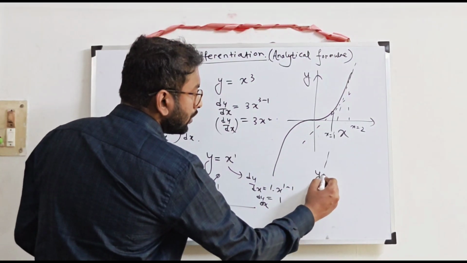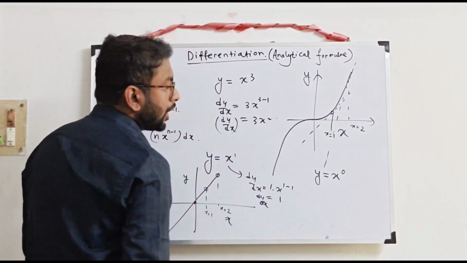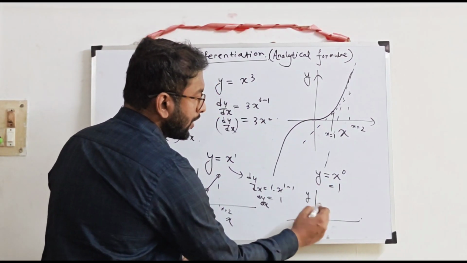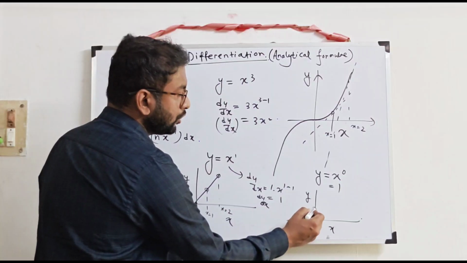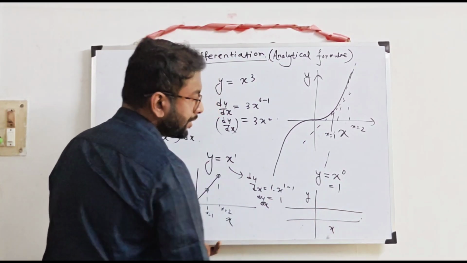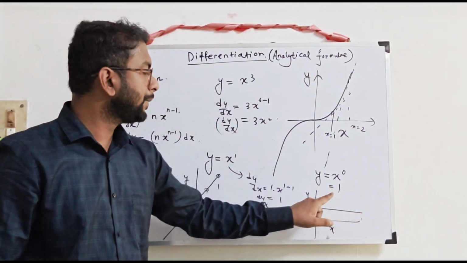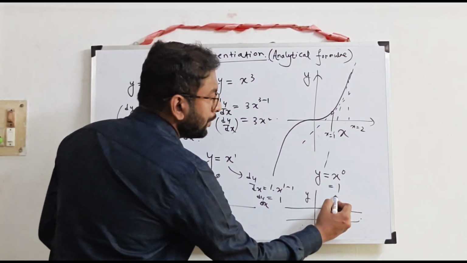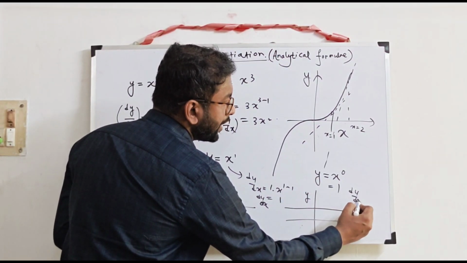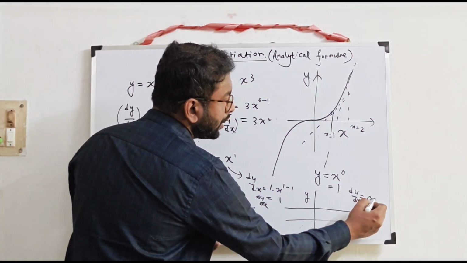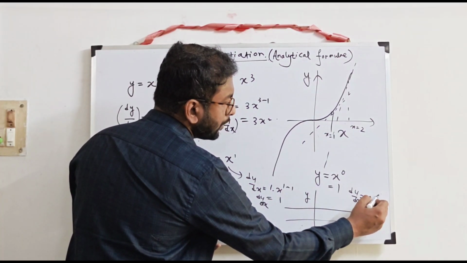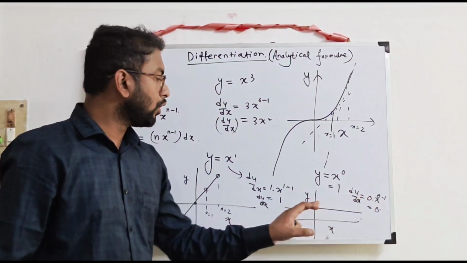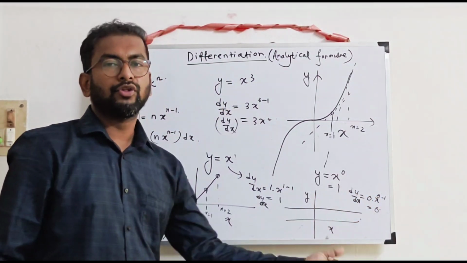Here the slope of the graph is always constant. Similarly, if I tell you y equal to x to the power 0, x to the power 0 is ideally 1. That means if I plot the graph, it will be parallel to the x-axis. Wherever you draw the tangent, it will make a 0-degree angle with the positive x-axis. And by the differentiation rule, dy/dx of x to the power 0 is 0 into x to the power 0 minus 1, so ultimately it becomes 0. That means wherever you draw the tangent, it will always make a 0-degree angle with the positive x-axis.